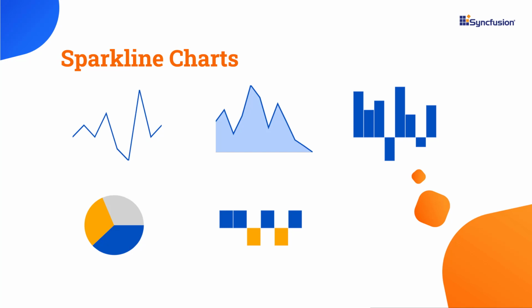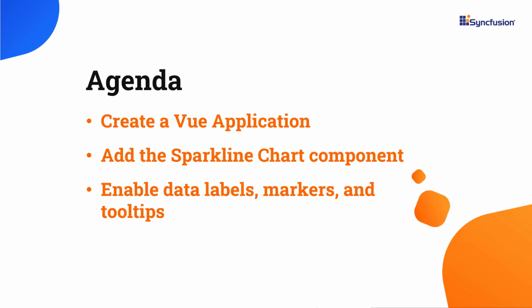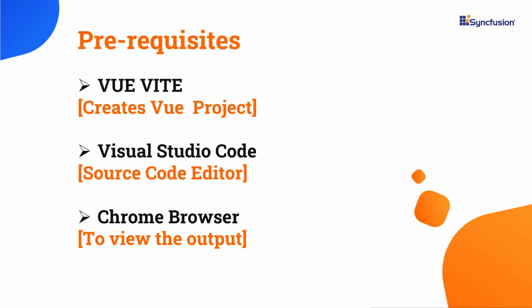Usually, Sparkline charts are tiny, without axes. They can show lots of data in a small space, and can easily be added to grids and spreadsheets. In this video, I will show you how to add the Syncfusion Vue Sparkline Chart component to a Vue app. I will also explain how to change the Sparkline chart type and enable a few of its features like data labels, markers, and tooltips. I will start with the Vue application creation process using the Vue Vite command.